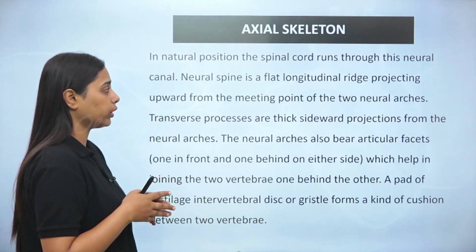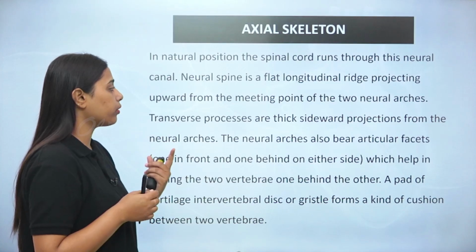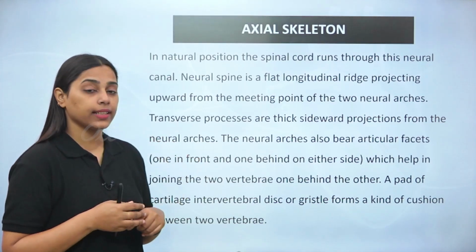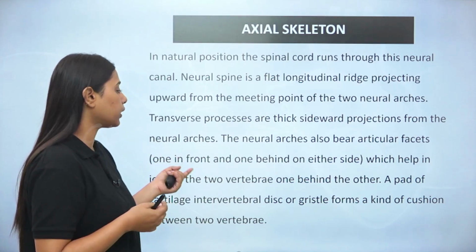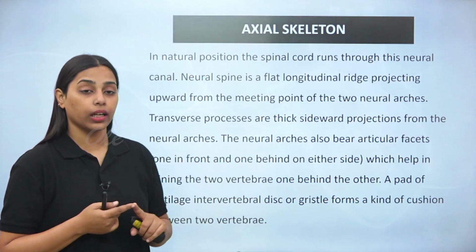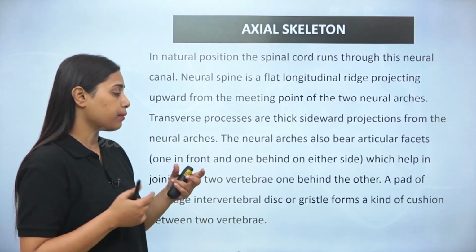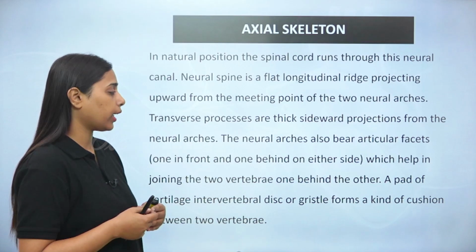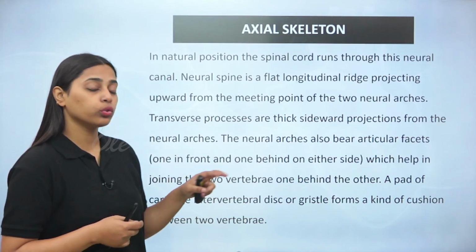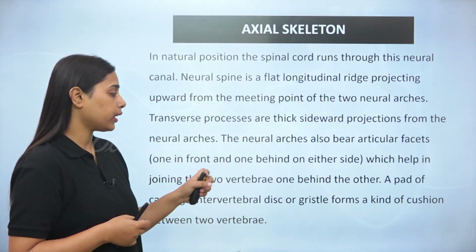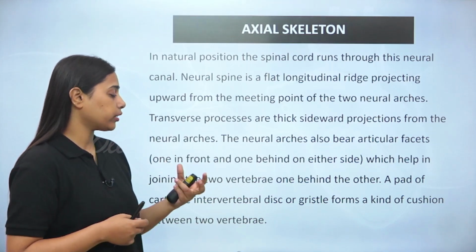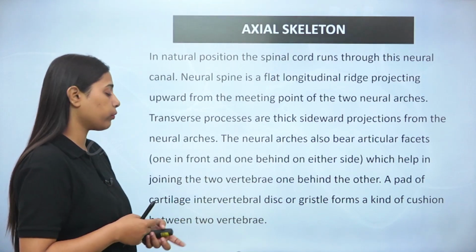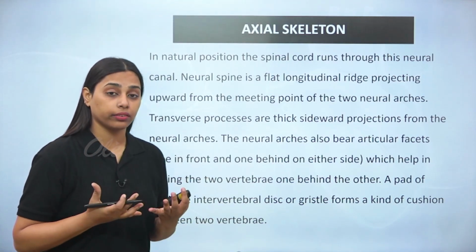The neural spine is a flat longitudinal ridge projecting upward from the meeting point of the 2 neural arches. Transverse processes are thick sideward projections from the neural arches. These neural arches also bear articular facets, that is the joints, one in front and one behind on either side, which help in joining the 2 vertebrae one behind the other. There is also a pad of cartilage, the intervertebral disc, or gristle, which forms a kind of cushion between the 2 vertebrae to protect them from shock.